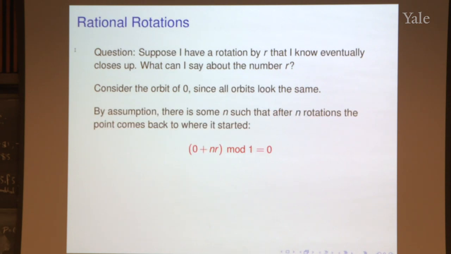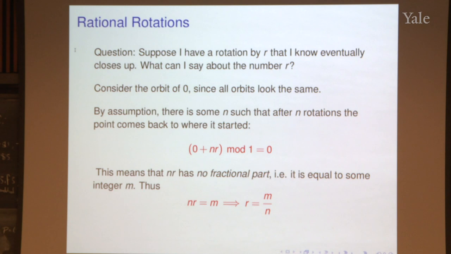Our assumption is that I rotate some number of times, n, and I get back to where I started. Since I started at 0, this means I have 0 plus nr, that's my n rotations, I reduce mod 1, and I get 0. But if something mod 1 equals 0, that means it has no fractional part, which means it must be equal to some integer. The only numbers that have no fractional parts are integers. This means that n times r is equal to some integer m, which means that r is equal to m over n, so r is, in fact, a rational number.